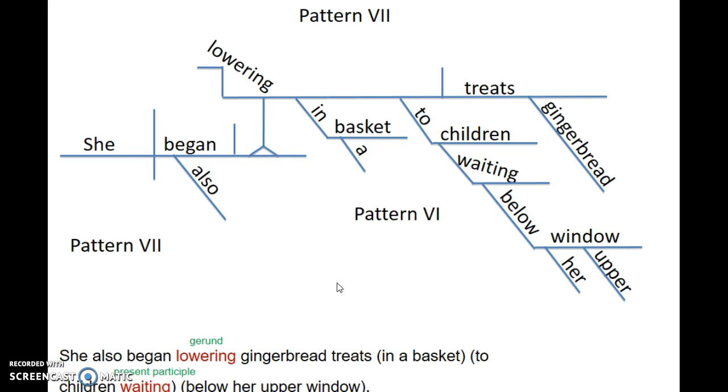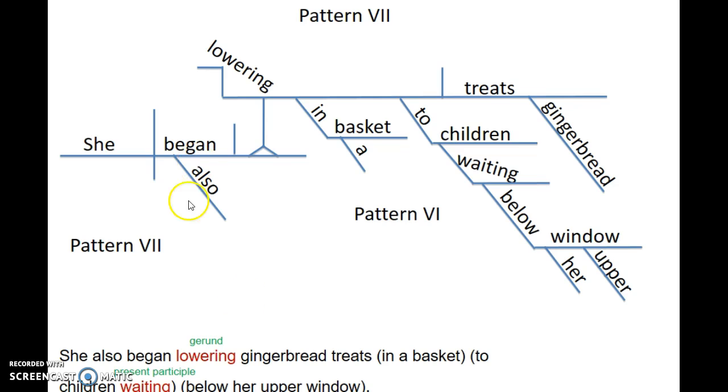This next one is a great example of how you want to break things up. The diagram looks insanely complicated. Reading the sentence, there's a lot of elements, but if you take it a step at a time, it really makes it quite manageable. So again, we start with the main sentence, subject verb, she began. Also is the adverb, so we put that below the verb.